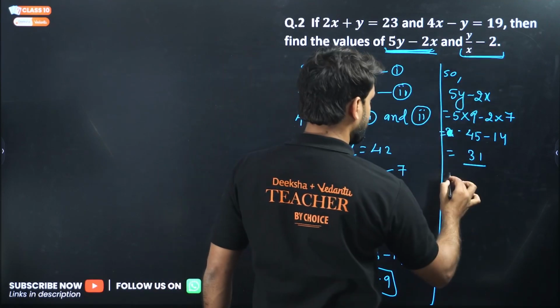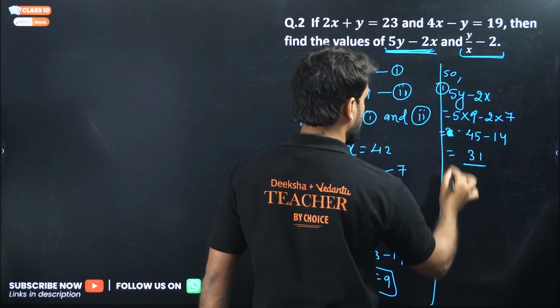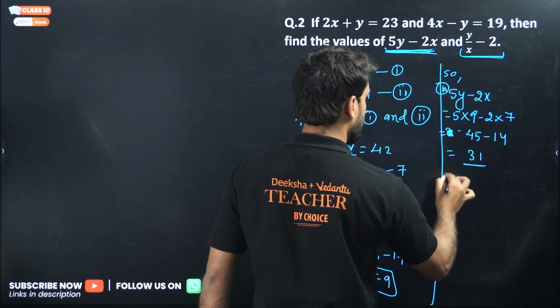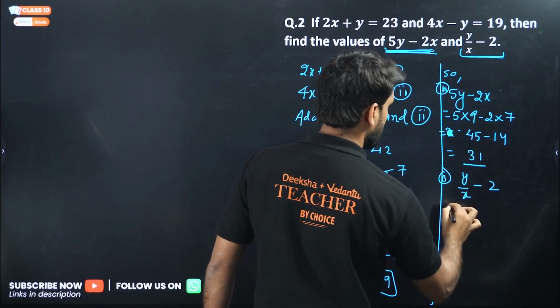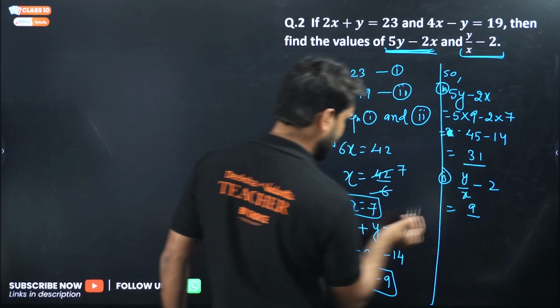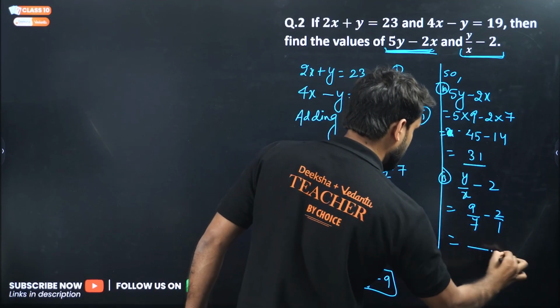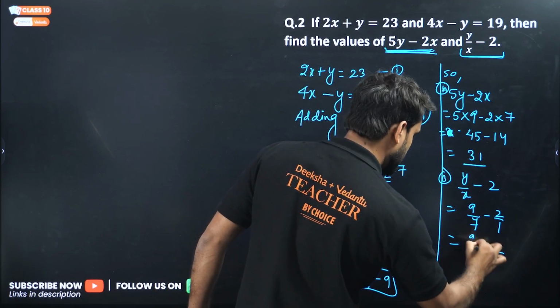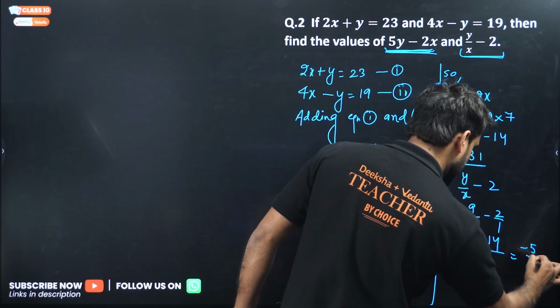Now this is first part, okay. I'm calling it A, and B part is y by x minus 2. So what we can apply here, the y is 9 already, and the x is, my dear lovely kids, 7 minus 2, and this will be LCM. Can we take LCM here? 9 minus 14. So 9 minus 14 will be minus 5 by 7.